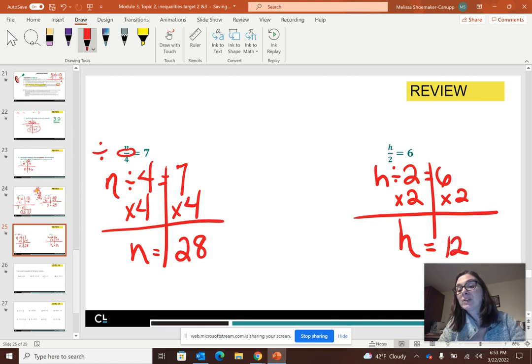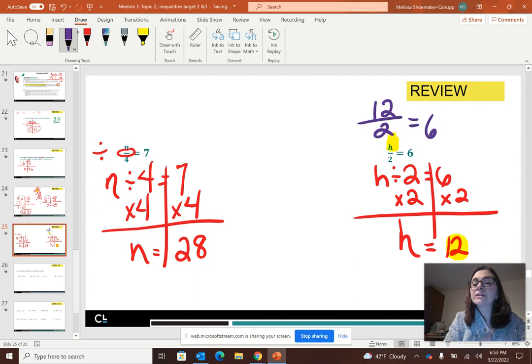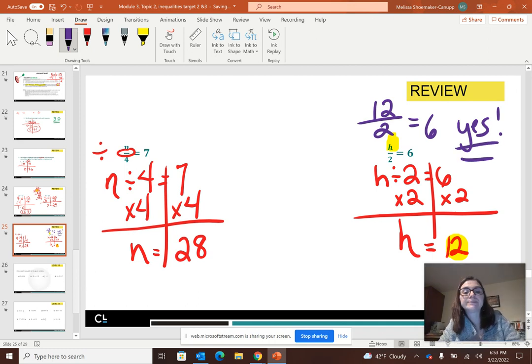Now remember, when we're working this, we can put the answer back in and check. So instead of the h, I'm going to put 12 divided by 2. Does that equal 6? Yes. So I know I am correct.